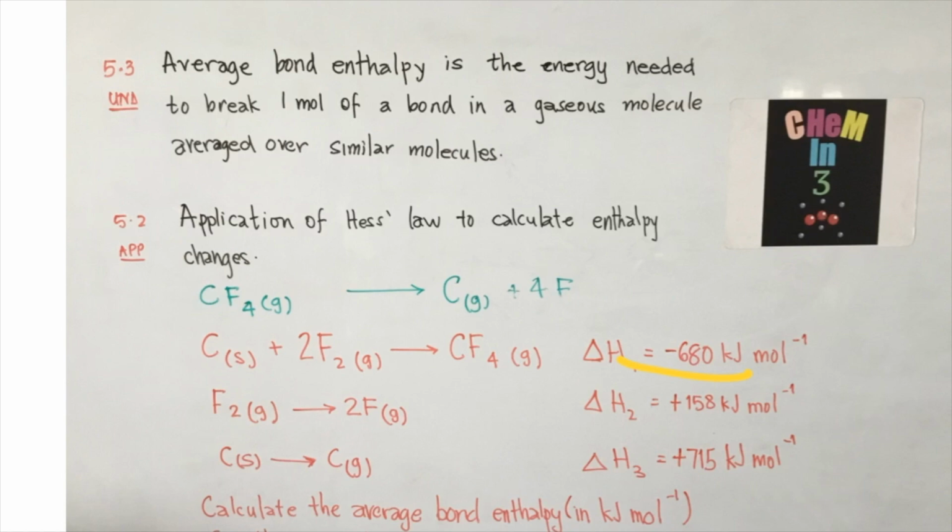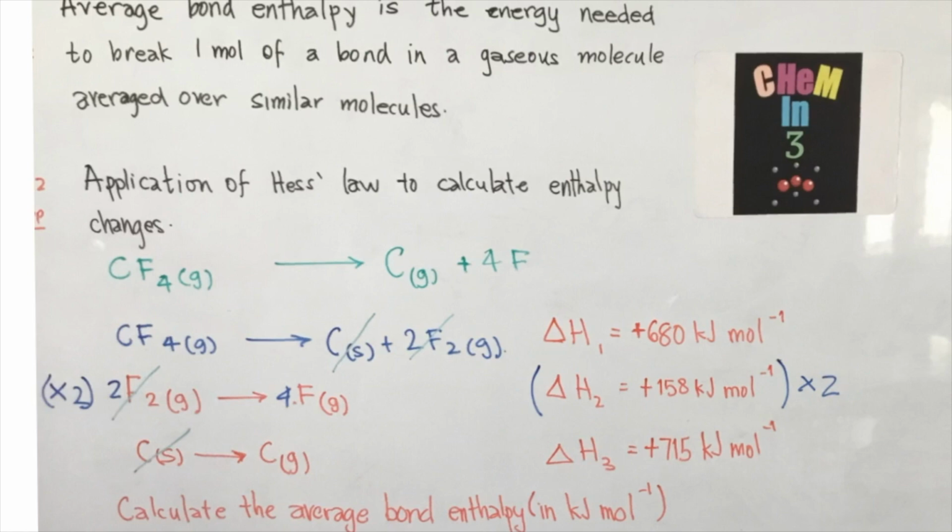So here we have this question from a past exam, where you're provided with the data shown here, and you are required to calculate the average bond enthalpy in kilojoules per mole for the CF bond. Stop here and see if you can solve this problem. And now let's take a look at the answer to the problem.